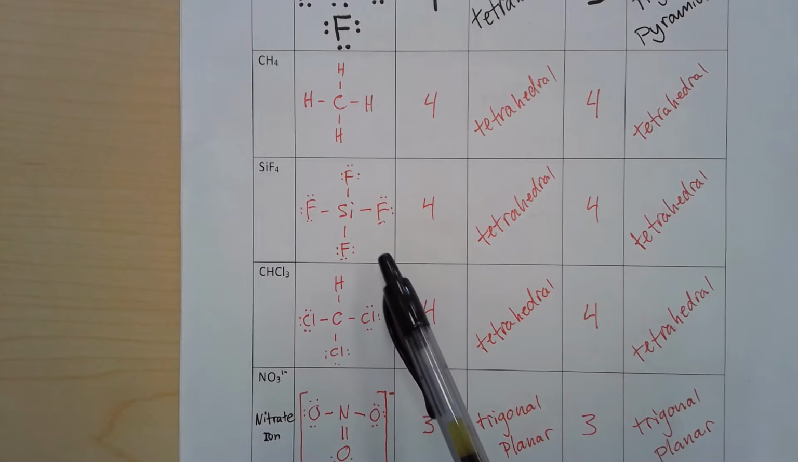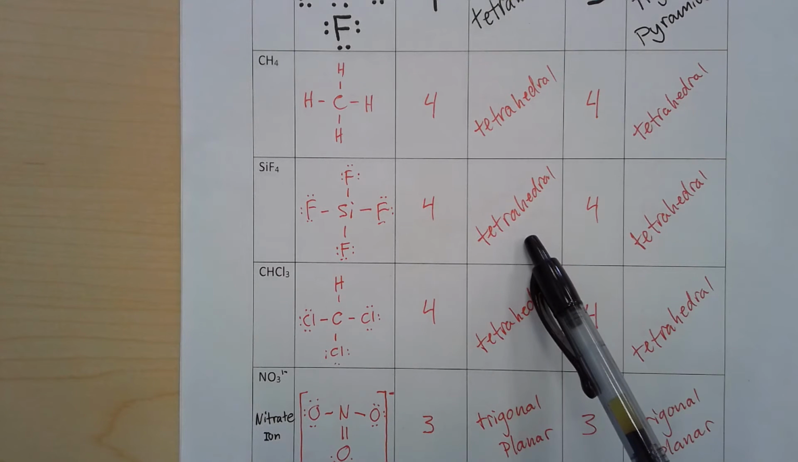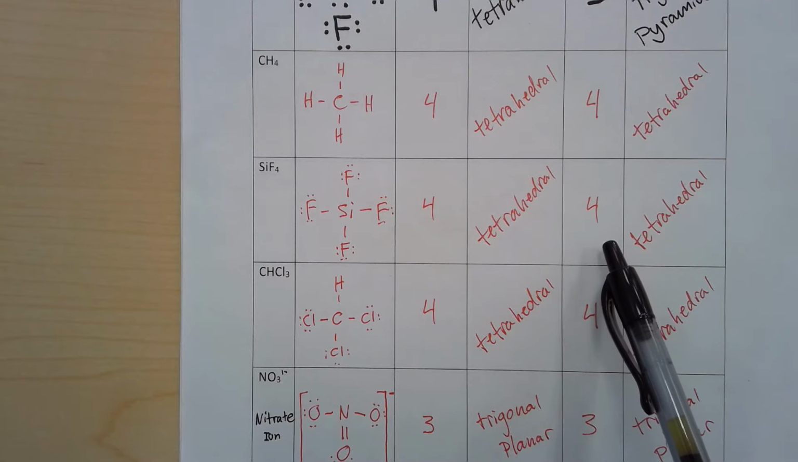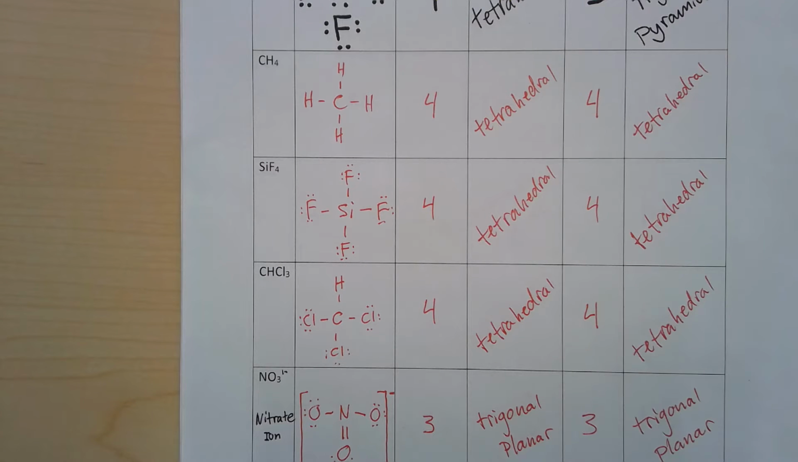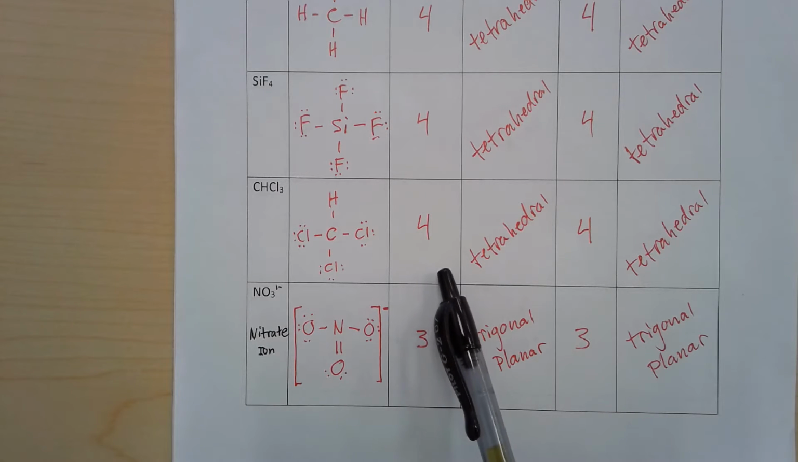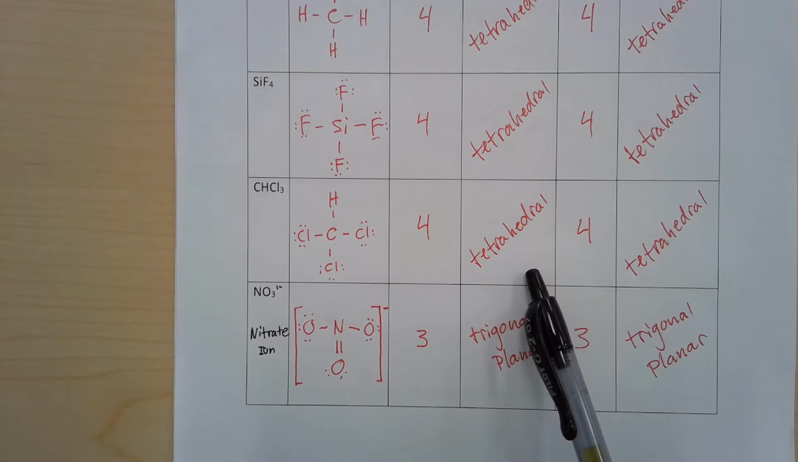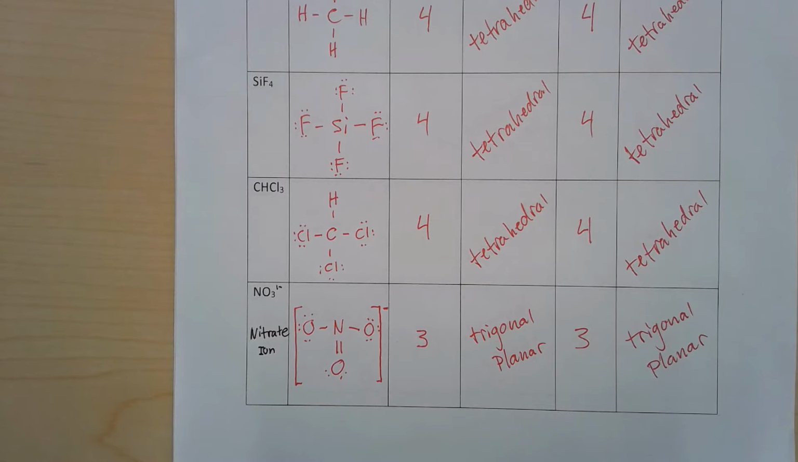Silicon tetrafluoride would have this Lewis structure. All four sides have electrons around it, so it's tetrahedral. And the four sides are all bonds, so it's tetrahedral as well. Okay, let's go down here. CHCl3 will have this Lewis structure. All four sides have electrons around it, so it makes it tetrahedral. And all four sides are bonds, so its molecular geometry is also tetrahedral.